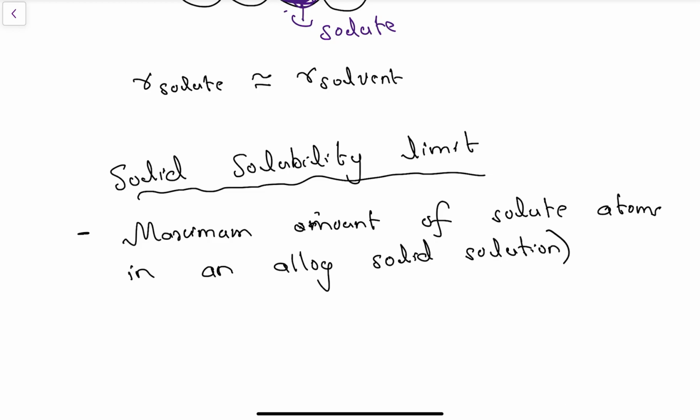How will you find that? It is not an intermetallic compound, so the percentage of either component is not fixed. It can vary. We have seen that the composition can vary.